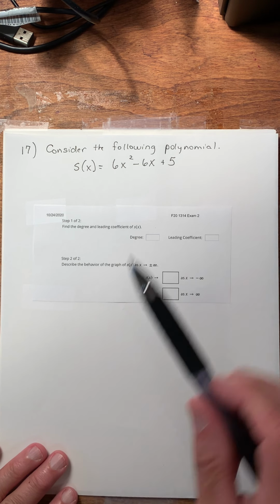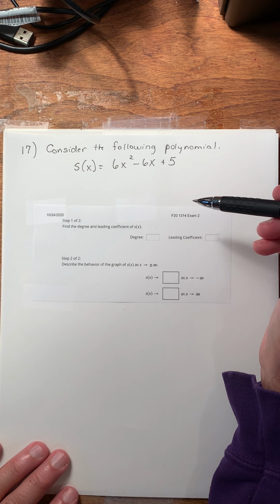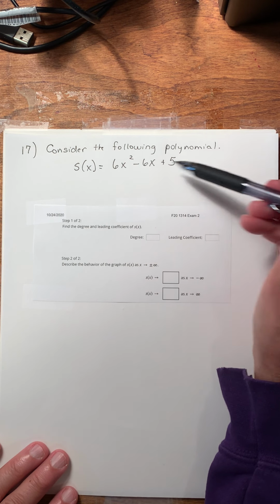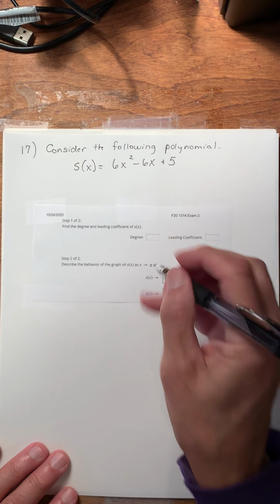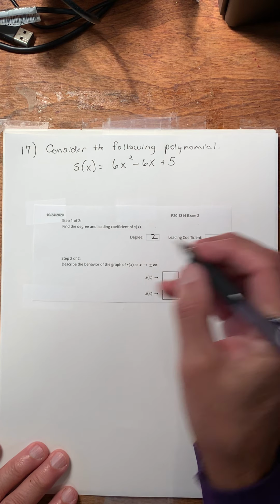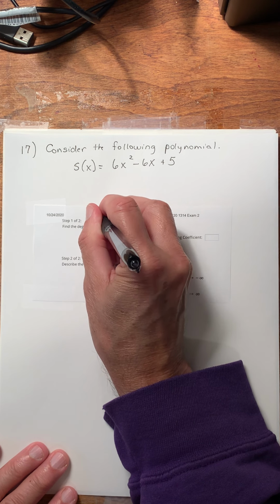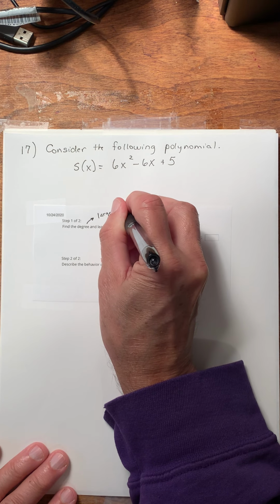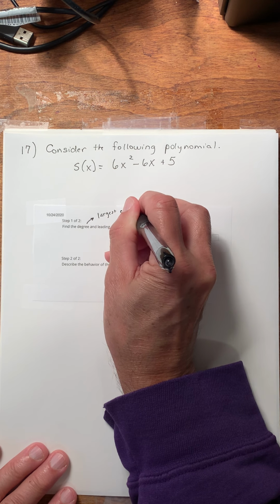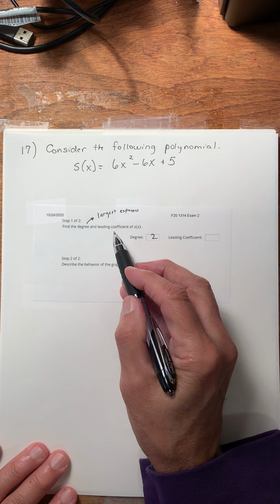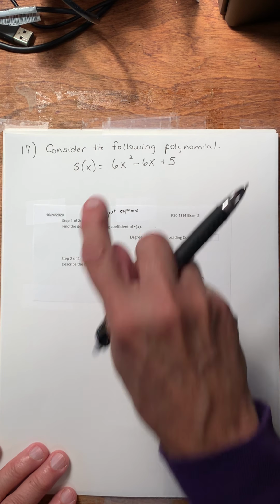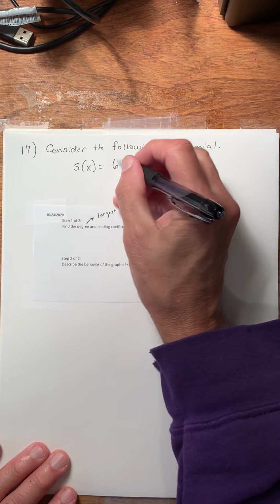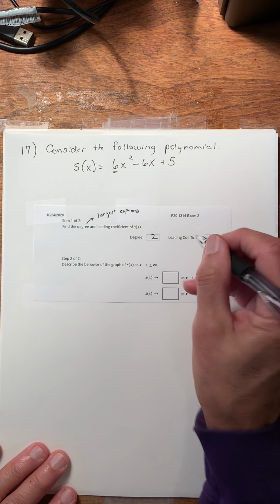All right, consider the following polynomial. I'm considering it. First of all, it says find the degree. That's the largest exponent, right? That's just a 2. And the leading coefficient. Find my leading term. It's this whole thing here. The leading coefficient is right there. That's a 6.